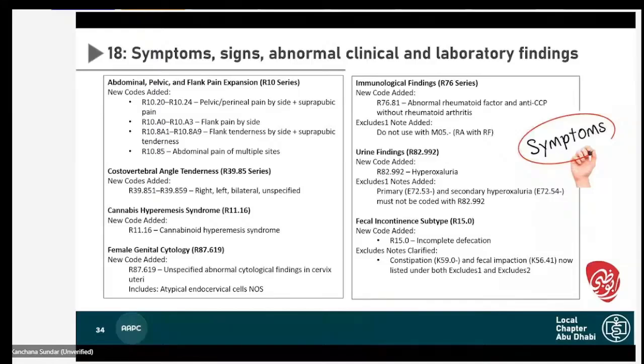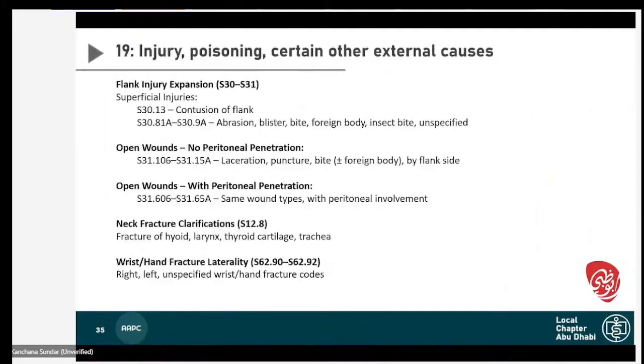We'll go to the next chapter where the highest changes were seen. But as I told initially, you can correlate now with this one slide, which is going to explain the entire changes of 116. So injury, poisoning, and certain other external causes changes. A lot of codes have been added due to the flank injury, which got expanded with abrasion, blister, bite, foreign body, insect bite, unspecified, and a whole lot been changed with the inclusion of this one site. So that is the reason we have a huge change with the injury poisoning.